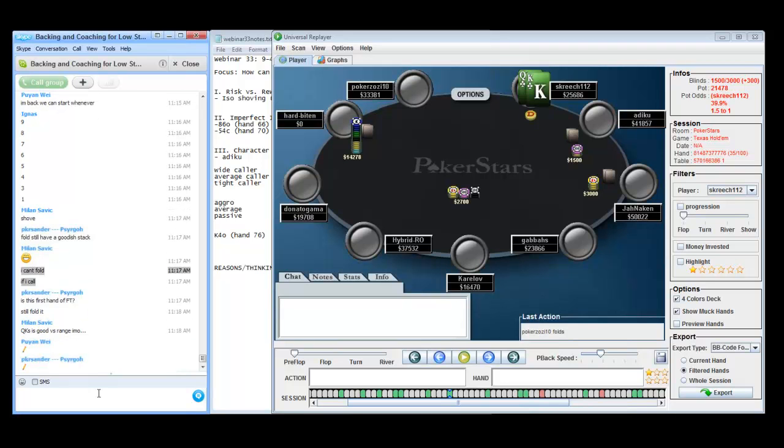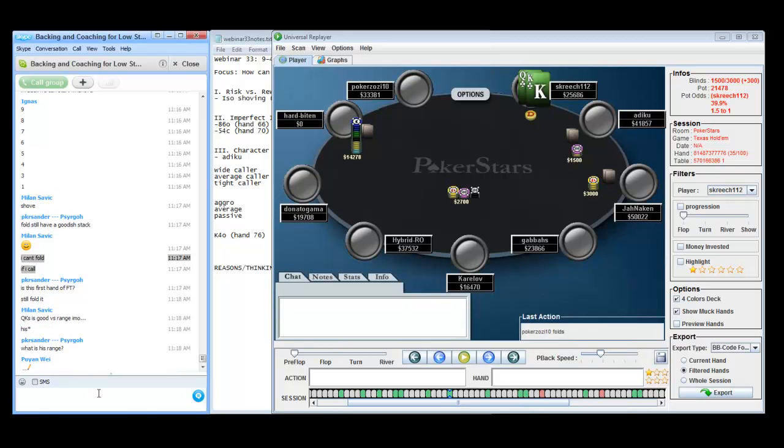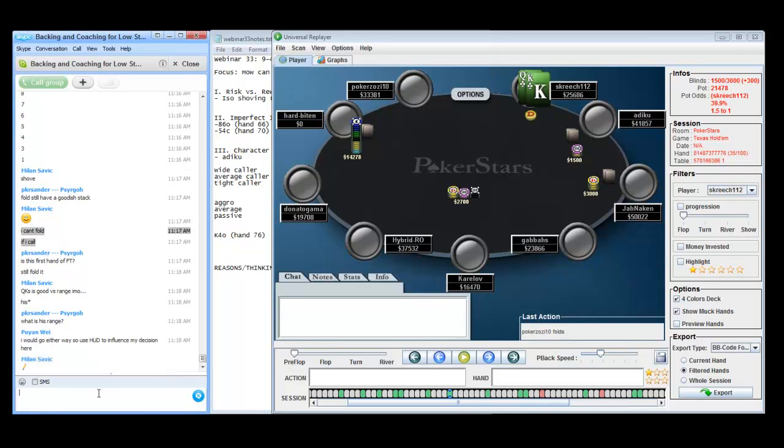Okay, so your reason is king, queen suited is good versus range. Okay. What's his range? Friendly rebuttal. Okay, HUD can influence your decision.